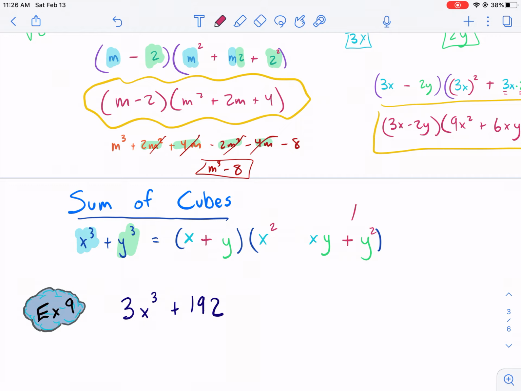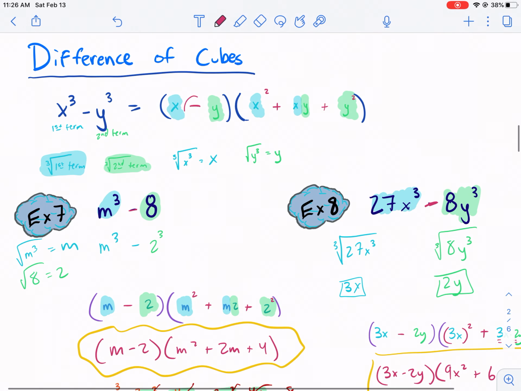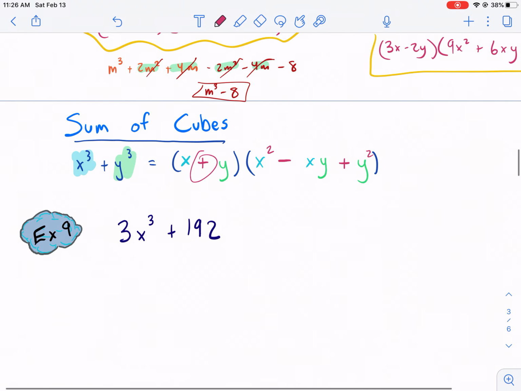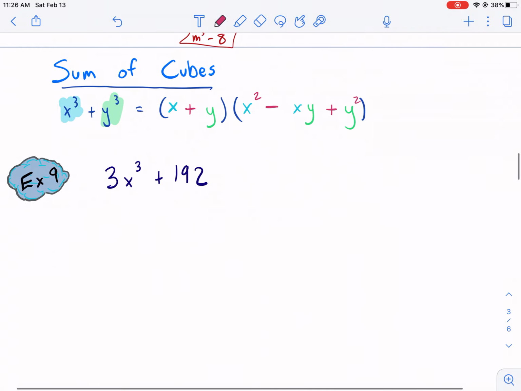This one's always positive. I said that. In front of that y squared, it's always positive. This x squared is always positive also. But this needs to be minus, okay? So like up here, we had minus plus for difference of cubes, and this one's plus minus for sum of cubes.